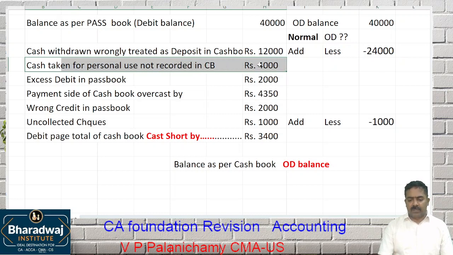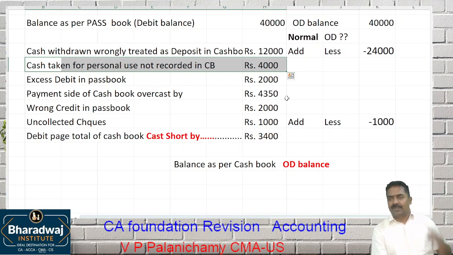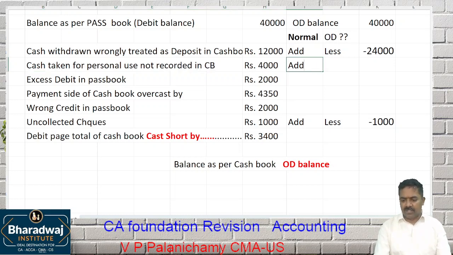Cash taken for personal use, not recorded in cash book. Let it be personal use or official use. What would the banker have done? Cash is withdrawn by the customer. We would have put minus. The customer has not reduced it, so you have to add it if it is a normal balance. Since OD is the starting point, do the opposite.